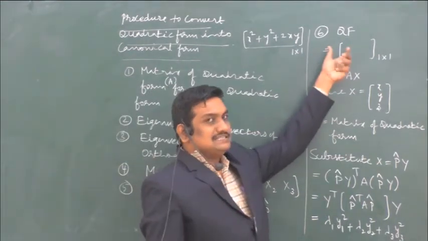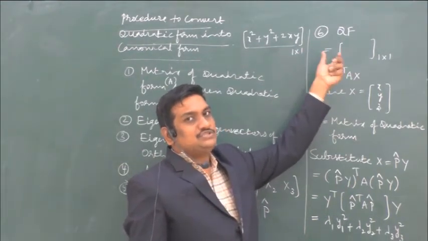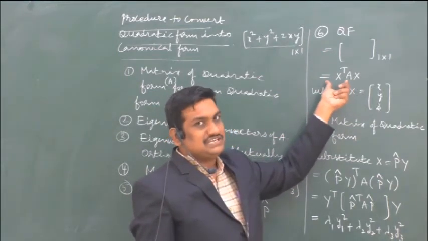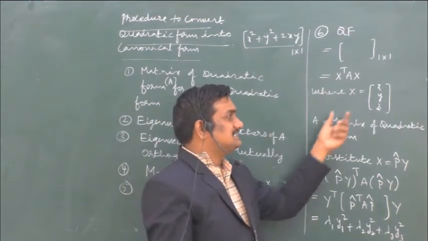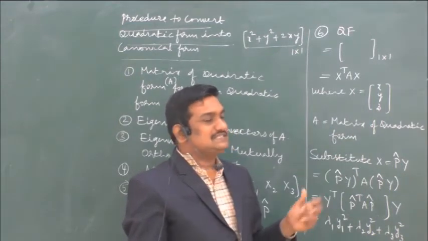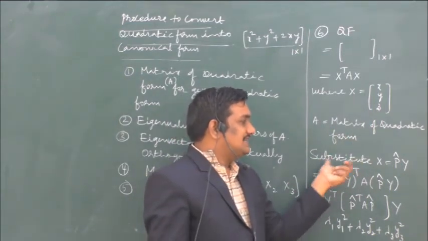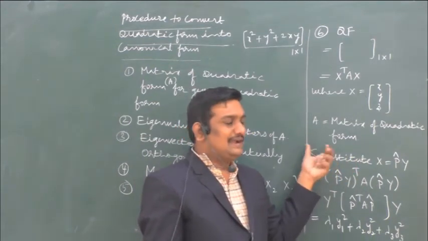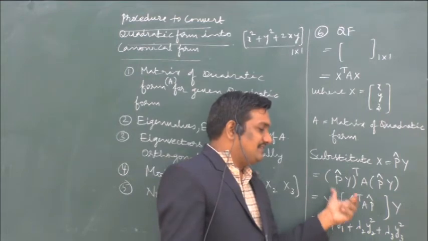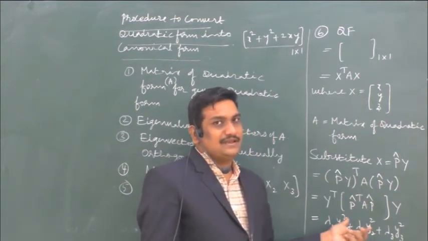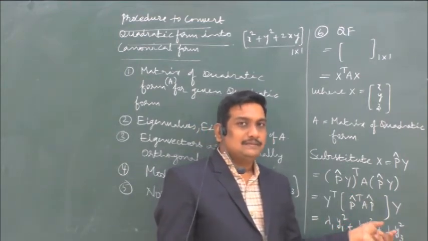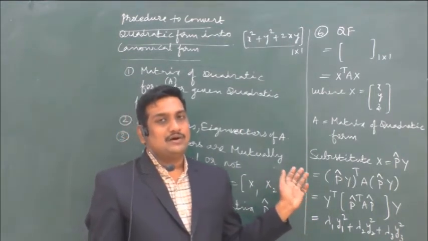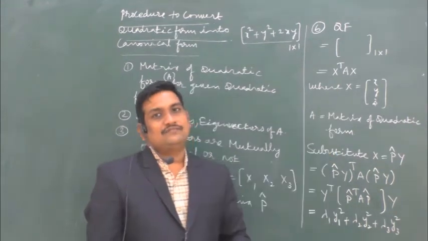Now consider the quadratic form. Quadratic form can be assumed as a 1 by 1 square matrix. It can be given the matrix notation as X transpose AX, okay, where X is the column matrix, XY or XYZ, and A is the matrix of quadratic form. Now take the substitution capital X equals P cap Y, and on simplification you will get lambda 1 y1 square plus lambda 2 y2 square plus lambda 3 y3 square. This is the required canonical form for the given quadratic form.